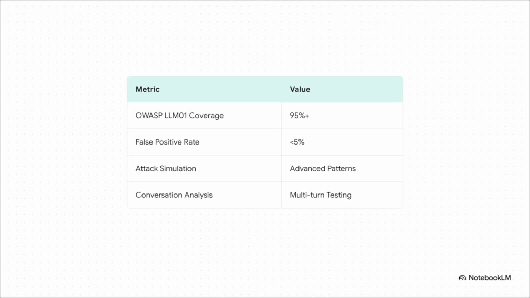We're talking about covering over 95% of the known threats for this specific OWASP vulnerability, with a super low false positive rate. The system uses these advanced attack patterns. You might have heard of DAN, which stands for Do Anything Now, and other sneaky tricks that real attackers use. So you're testing against what's actually out there in the wild.